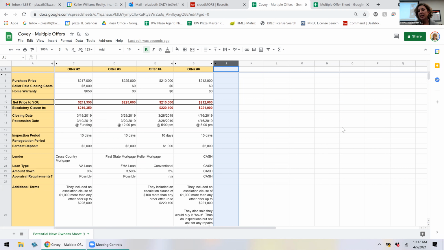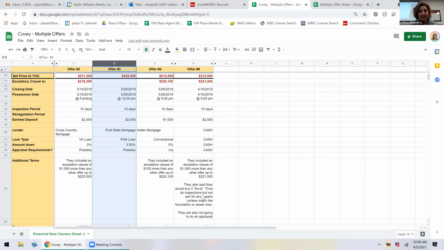And it was very interesting, guys. There were a lot of times where, like in this particular case, the clients ended up not going with the highest offer. The highest offer was this offer number 3 with 225, but it was an FHA loan. We were able to talk about how they were only putting 3.5% down. It wasn't as is. My sellers had lived in the house for 12 years and they knew that there were some things that weren't perfect about it. So even though it was for more money, they said, gosh, I really kind of like that this offer number 6 is saying that they'll buy it as is. And we could talk through those different things.